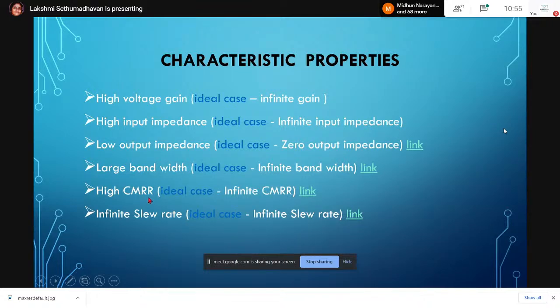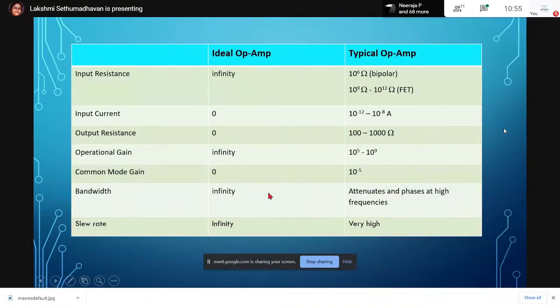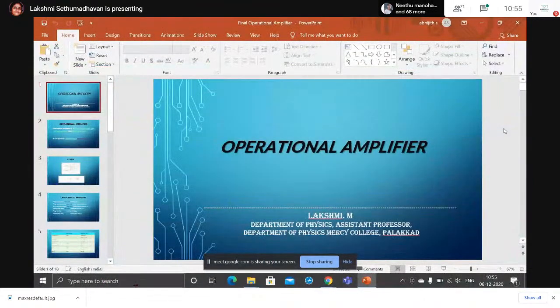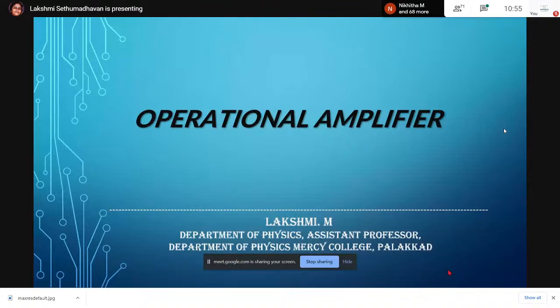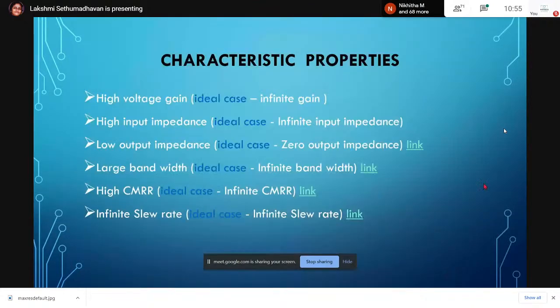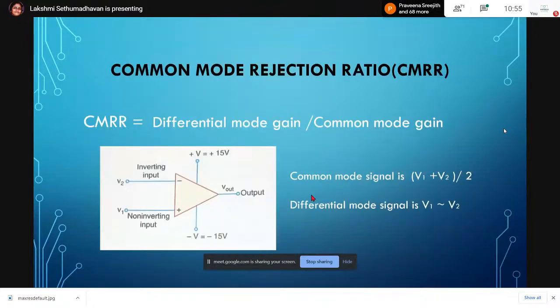Now coming to other points. That is, high common mode rejection ratio. This is a parameter important for op-amp. I'll just hint what it is. Common mode rejection ratio, CMRR. It is defined as the ratio of differential mode gain to common mode gain. That is AD by AC, you call it. So it is the differential mode gain to common mode gain.